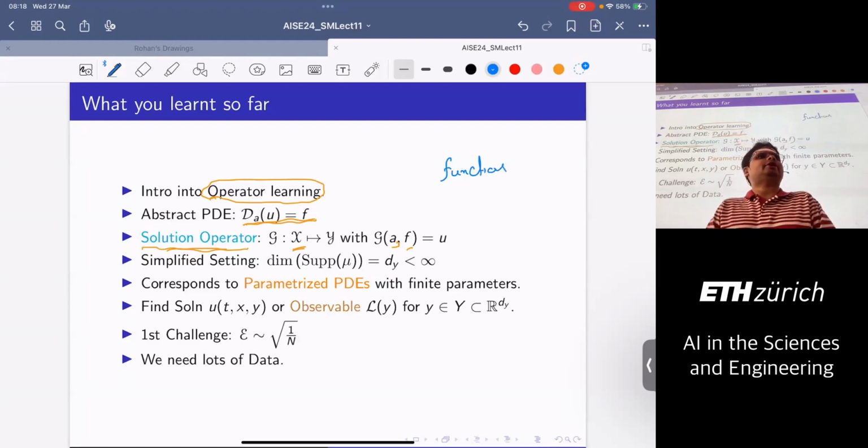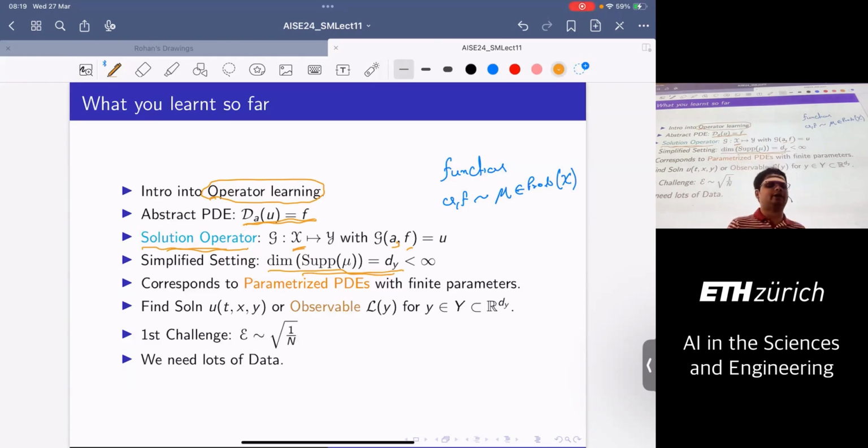Okay, but of course, as I said, in this generality, it is very difficult to solve the problem. We have to do some approximations. And the first approximation, what we did is that we know that A and F are sampled from some probability distribution, mu, which is a probability measure on X, your input space. And then we said that the dimension of this space is finite. In other words, instead of dealing with the entire problem in its full generality, we looked at what are called parameterized PDEs. So the dimension could be large, but it is at least finite.